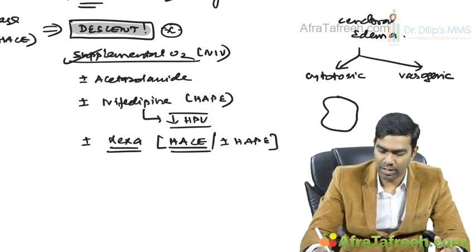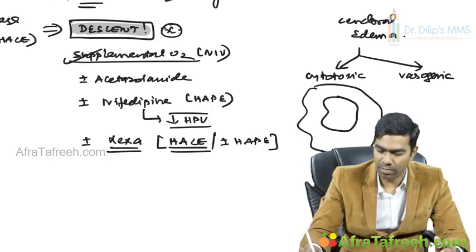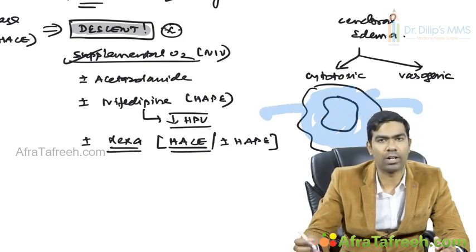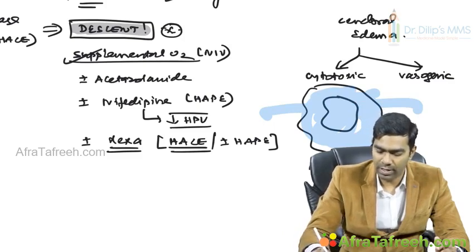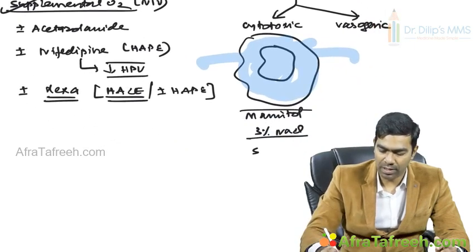So the cell is normally like this, and now it gets swollen up because of the water influx, because of excessive water that is coming inside. So that is why you get the cytotoxic edema. The best way to treat cytotoxic edema is hyperosmolar agents like mannitol or 3% NaCl. Clear? This is what happens in conditions like stroke, especially ischemic stroke and all.